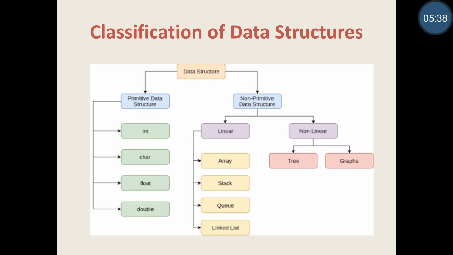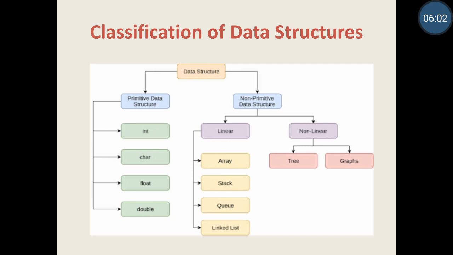Primitive data structures are also called basic data structures or built-in data types, like integer, character, float, double, etc. These are the basic data types of any programming language. These basic data structures are used to allocate memory to the data members.